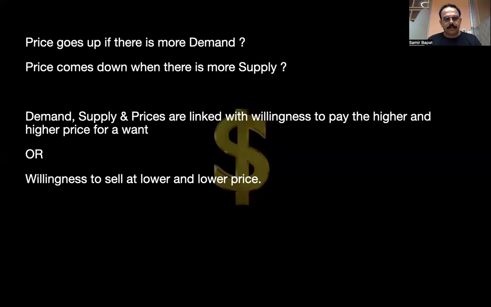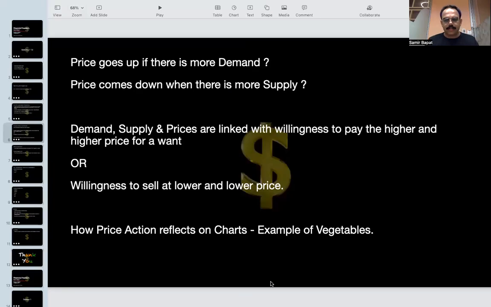Okay, so let me take you through that example. I will be taking a very day-to-day example. To help me with that example, roughly what is the price of a tomato? Everyone knows what a tomato is. We eat tomato. So what is the price of a tomato? Can someone type in the chat box?